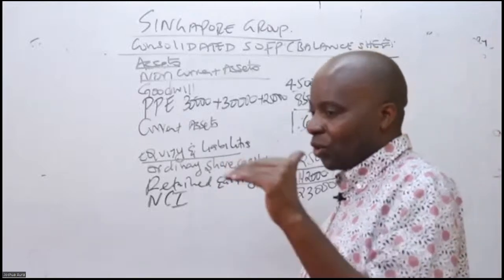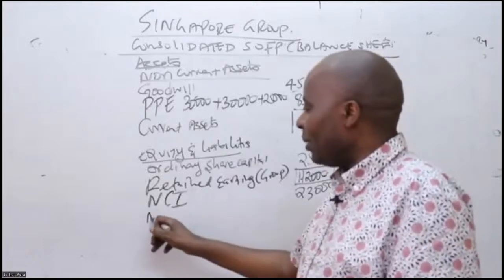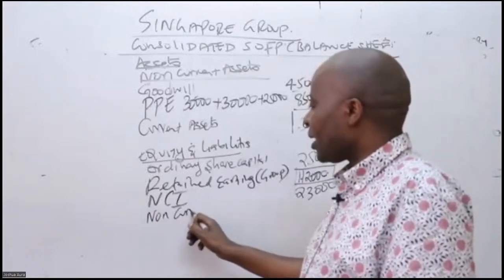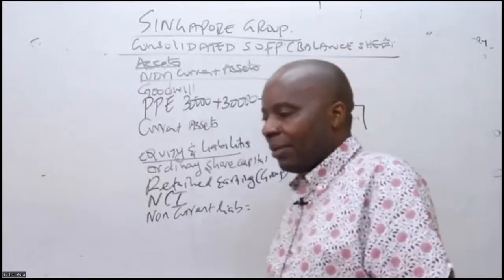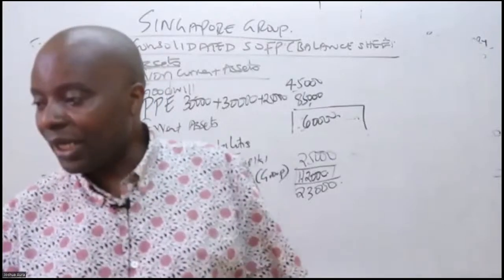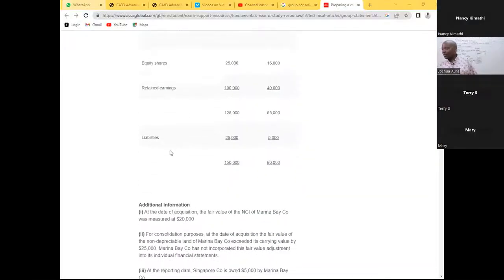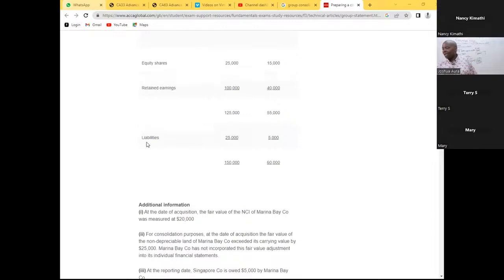So liabilities, always you start with non-current liabilities. Do we have them really? Non-current liabilities, you can see, we don't have them. They have simply put everything together, liabilities, 25,000 plus 5,000.